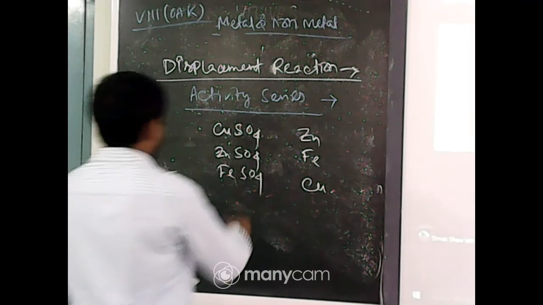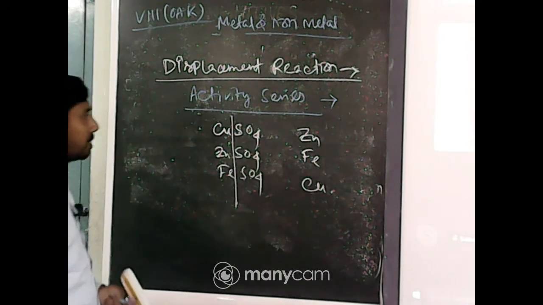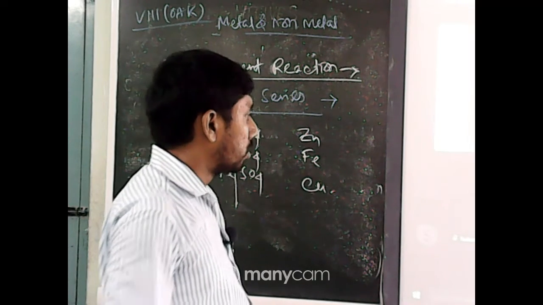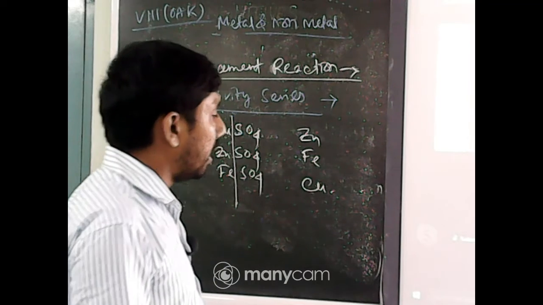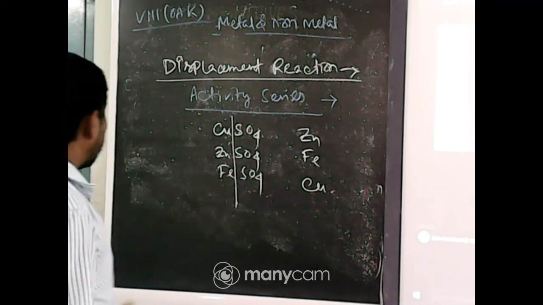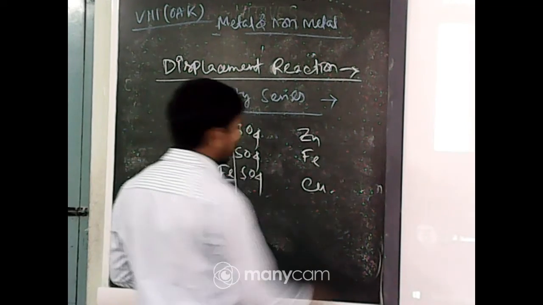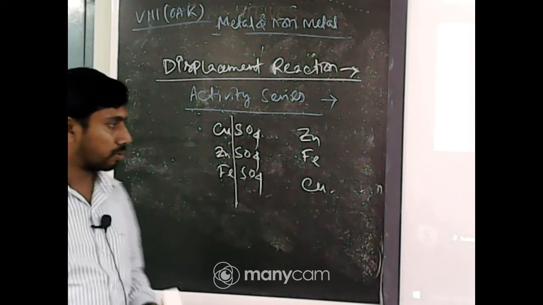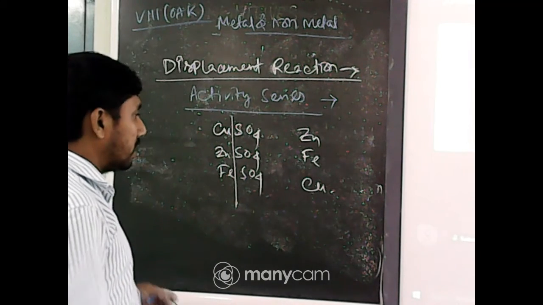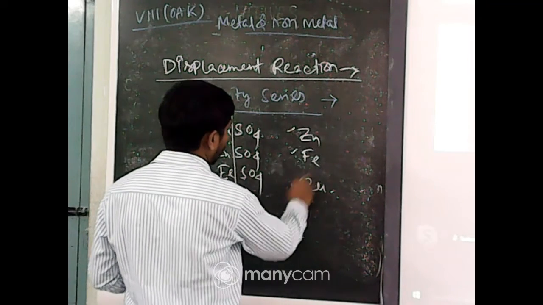So from here, arrange them according to the activity series. Arrange them: copper, zinc and iron. According to the activity, zinc, iron, copper. Yes, here it is written zinc, iron, copper.